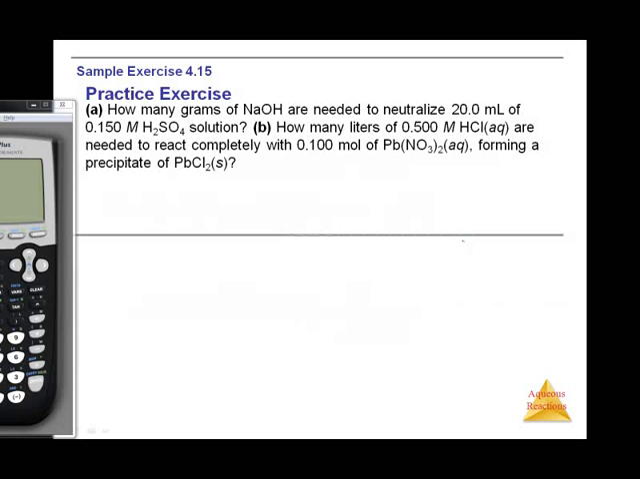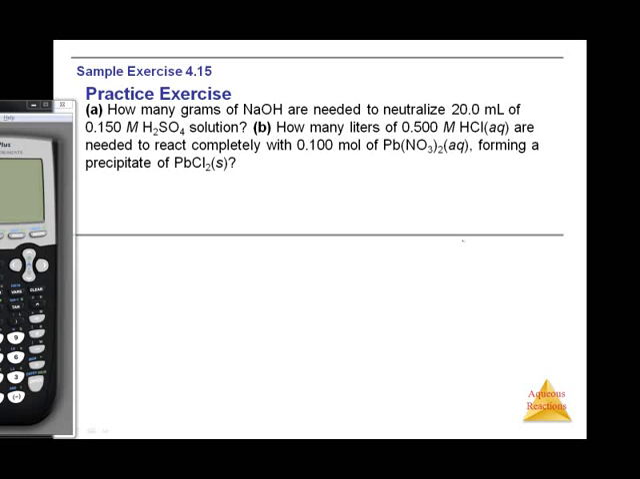Alright, so how many grams of sodium hydroxide are needed to neutralize 20 milliliters of 0.15 molar sulfuric acid? Okay, so I can either use MAVA equals MBVB, adjusting for the number of hydrogens and hydroxides, or I can use stoich, right?